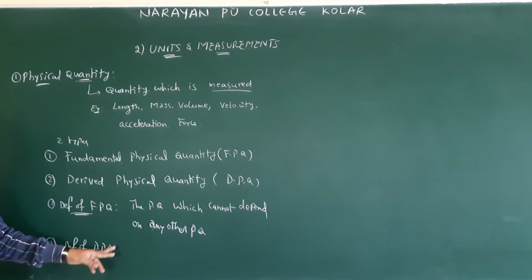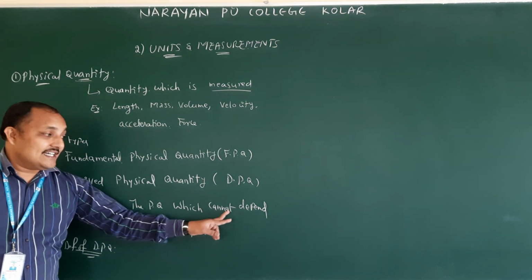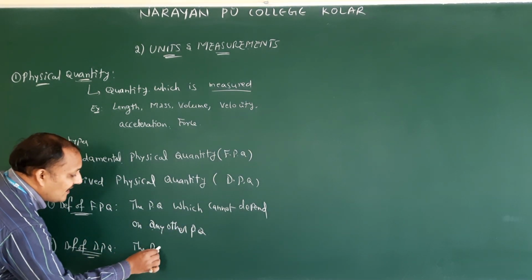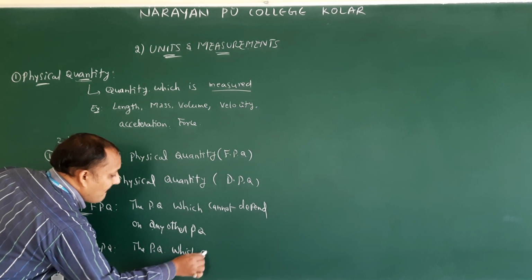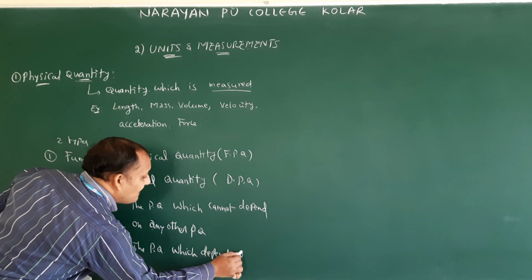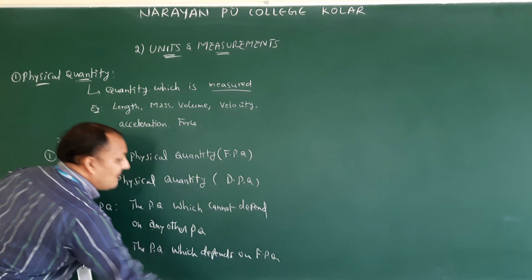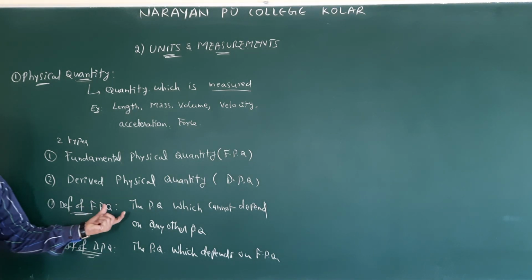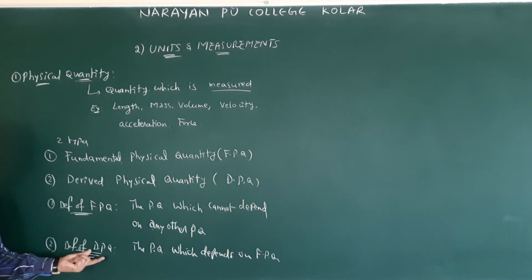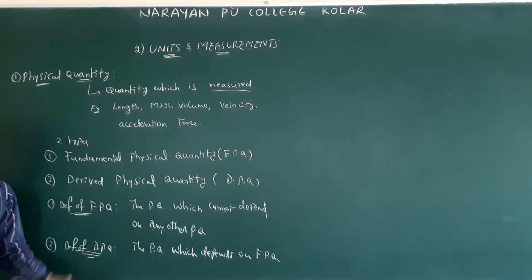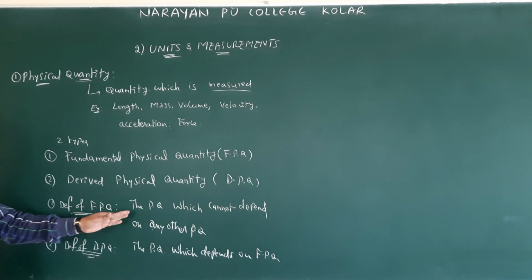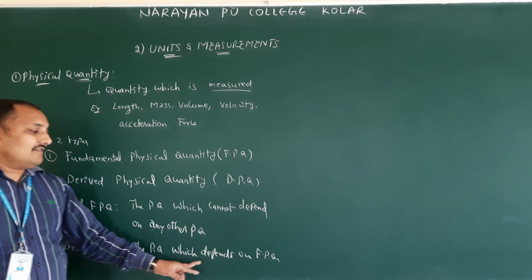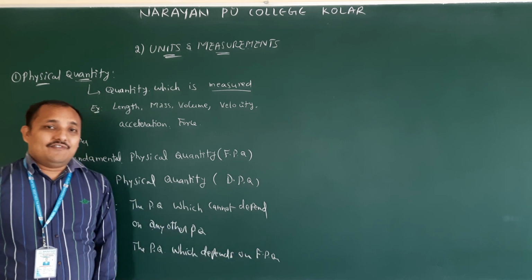Next, derived physical quantity. The physical quantity which depends on fundamental physical quantity is called derived physical quantity. Okay. So how many fundamental physical quantities are there? How many derived physical quantities are there? We will give examples. Now, this is the definition. I think all of you understood. The physical quantity which cannot depend on any other physical quantity, and the physical quantity which depends on fundamental physical quantity.